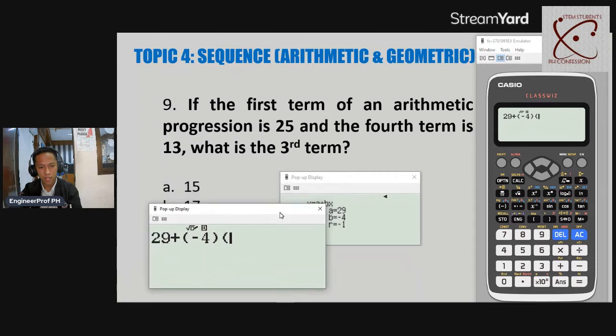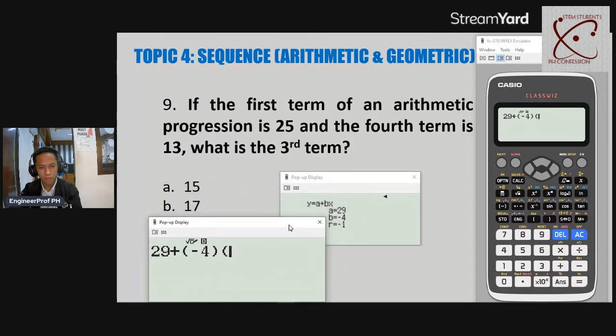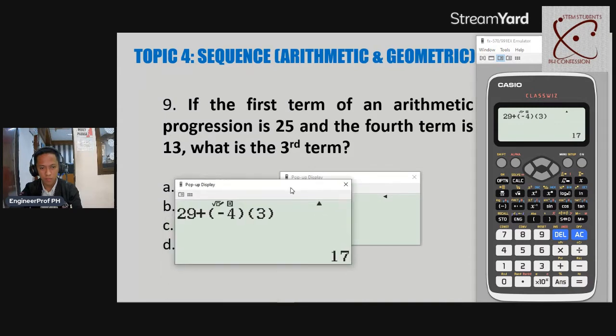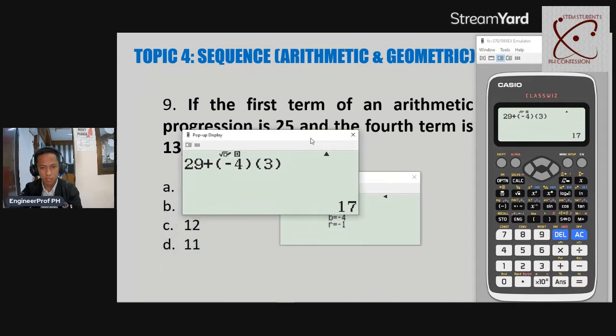So, dito, hinahanap natin, okay, 29 plus bx, so 29a, b is -4, and x is, ano ba yung hinahanap natin? So, what is the third term? So, lagay mo lang sa x is, that is 3. Okay, automatically, it will give you the third term. Okay, that is 17. So, the third term is 17.